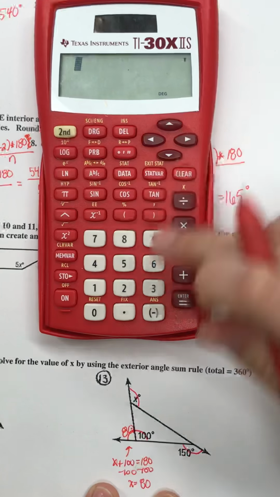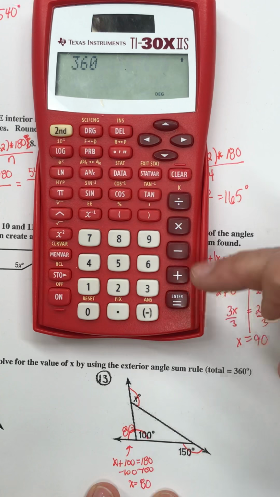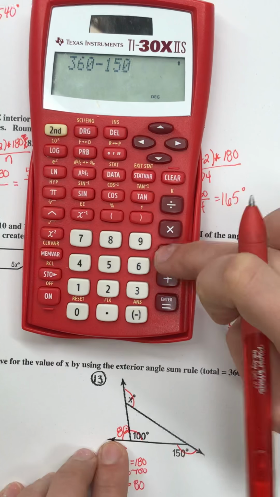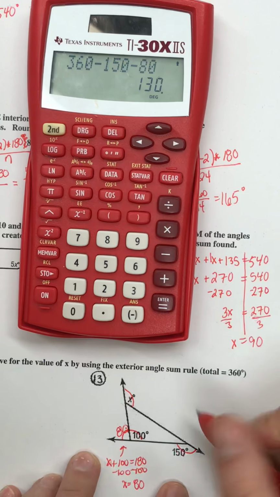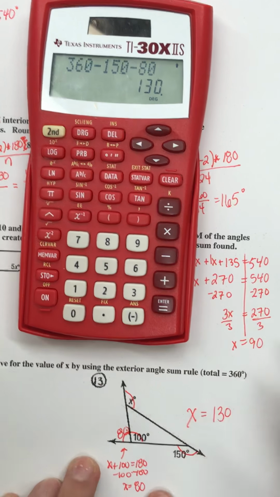I know no matter what shape it is, it has an exterior angle sum of 360. And then I'm going to subtract the angles I know, so minus 150 minus 80, and I get that 130 degrees is what x is.